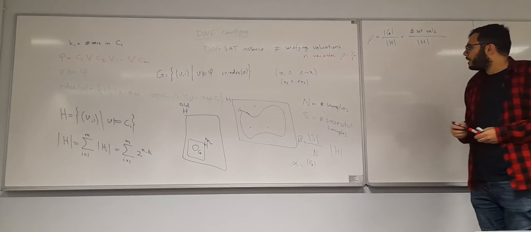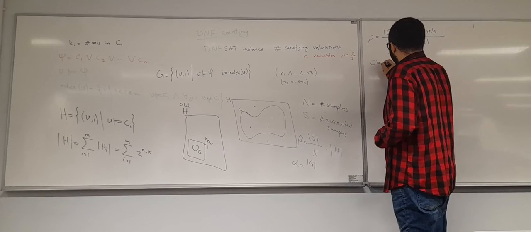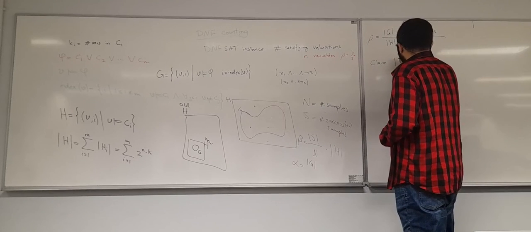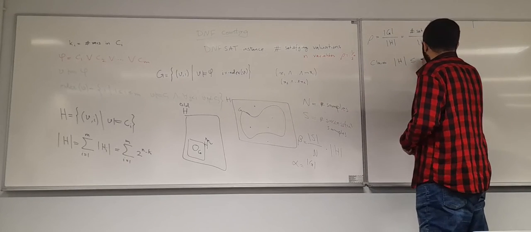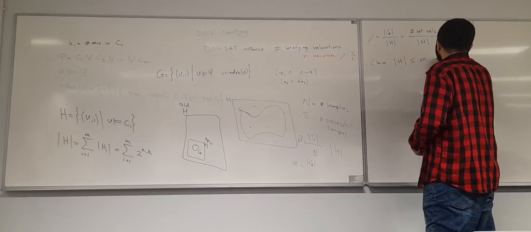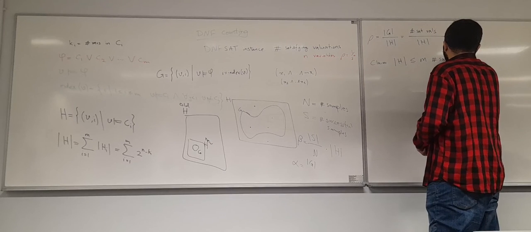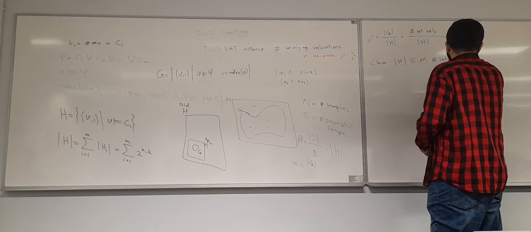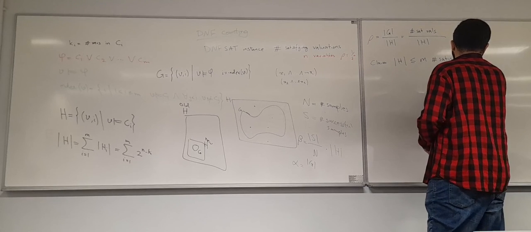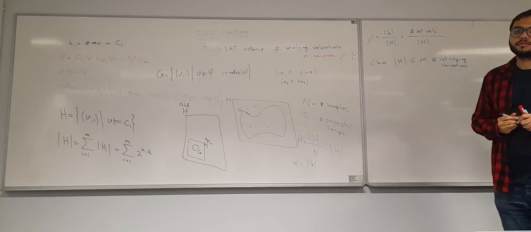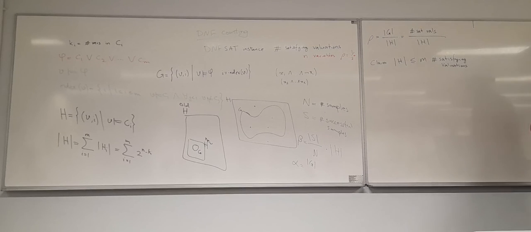Here's my claim. I claim that the size of my set H, which was defined like that, is at most m times the number of satisfying valuations. Okay? It's actually quite easy to see this after I say what the claim is.